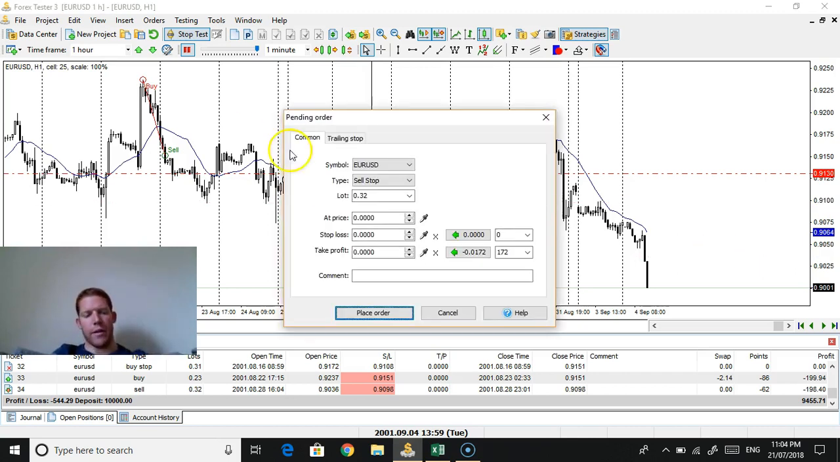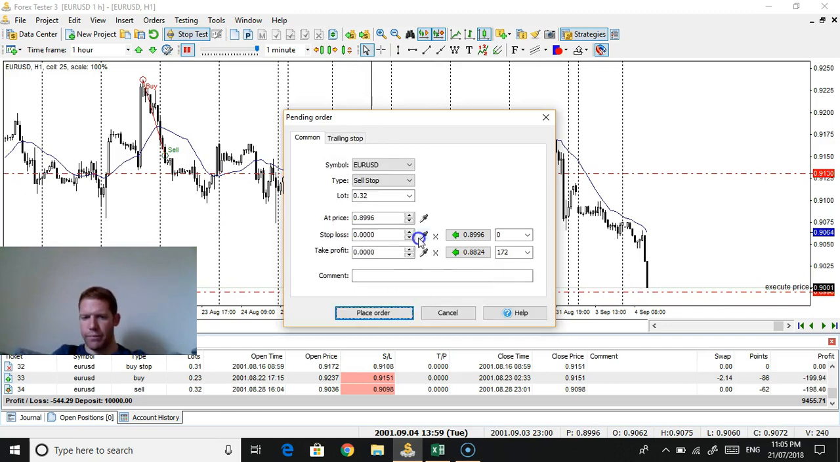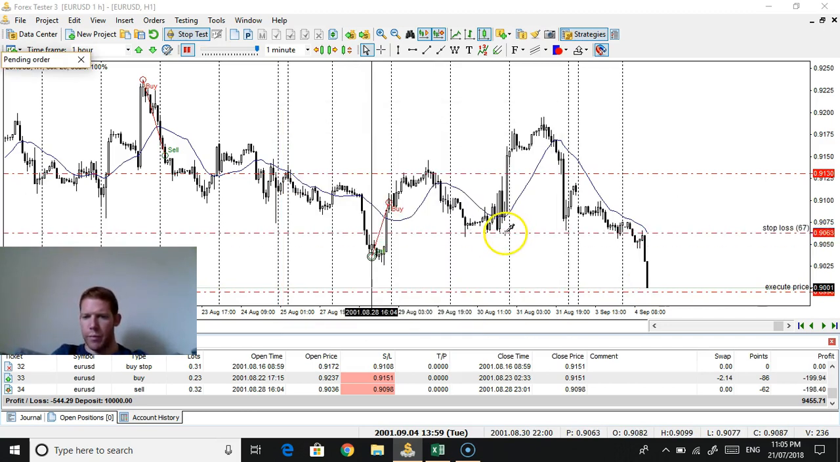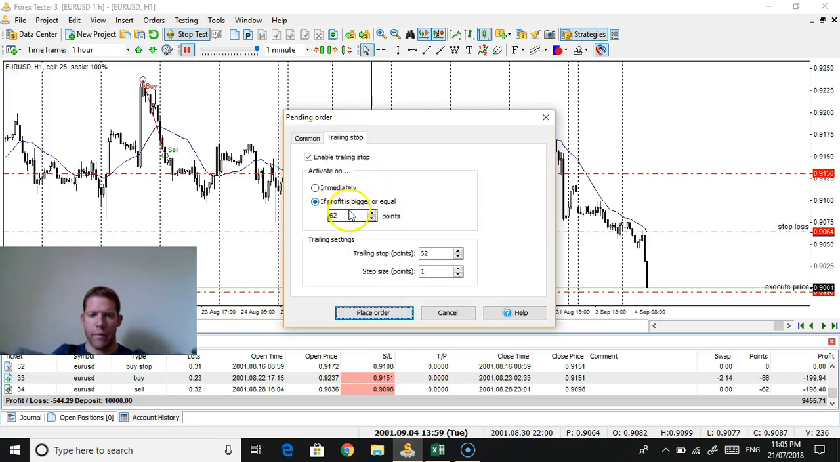I'm going to take this. I'm just going to take it. It's a little bit better than a 1-to-1 risk to reward ratio. Go 5 pips below there, 68. I'm implementing a trailing stop as well.